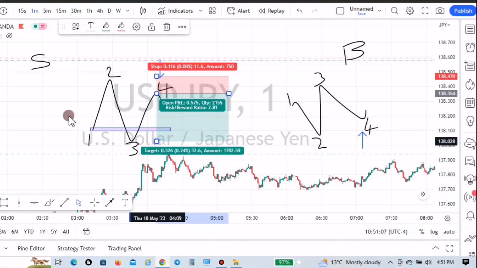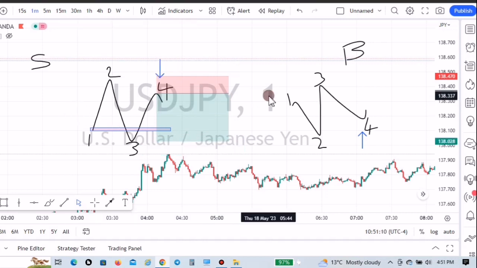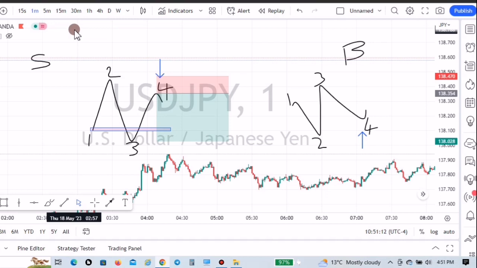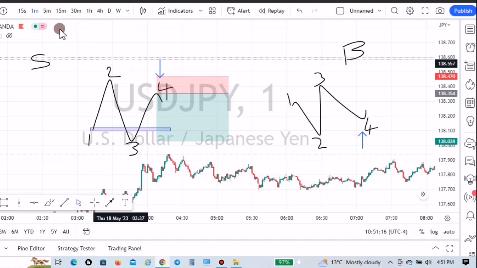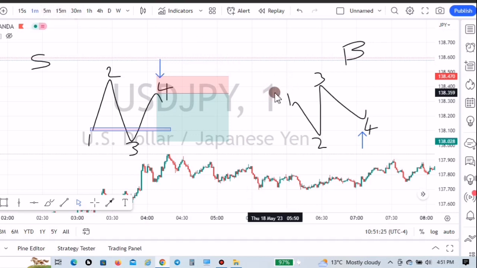This is best for scalping, guys. It works both on mobile and on computer. So if you are a scalper, you want quick trades, this is for you. I'm on the 1 minute time frame. I'm going to be showing you live examples on real charts. You can do it on 5 minutes, 15 minutes, whatever time frame you use, it's up to you.